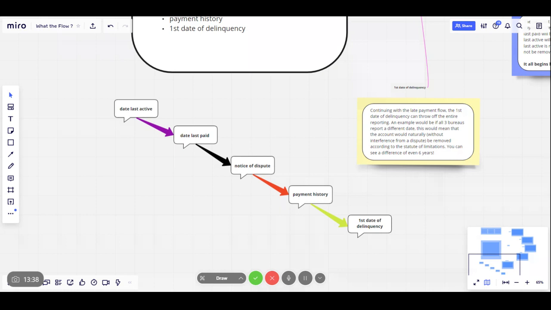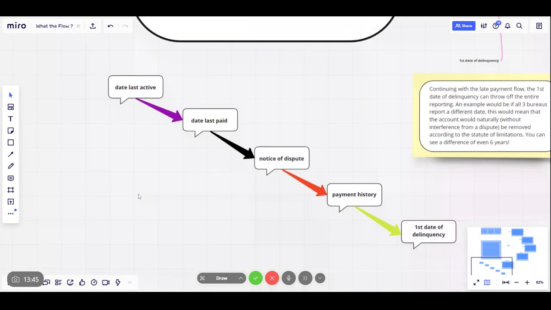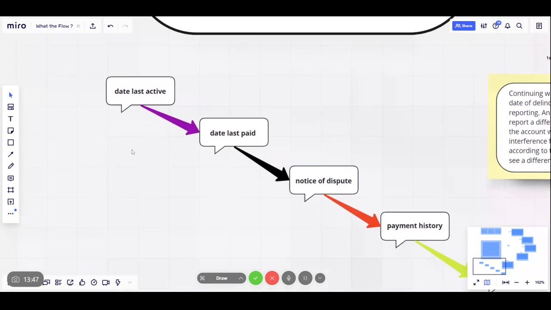We're starting on round 1 with blatant inaccuracies. If we don't have blatant inaccuracies, we go to date last active. All right. So round 1 is date last active. Check to see if you have different dates. The further apart they are, the greater the chance that you're going to get a deletion.